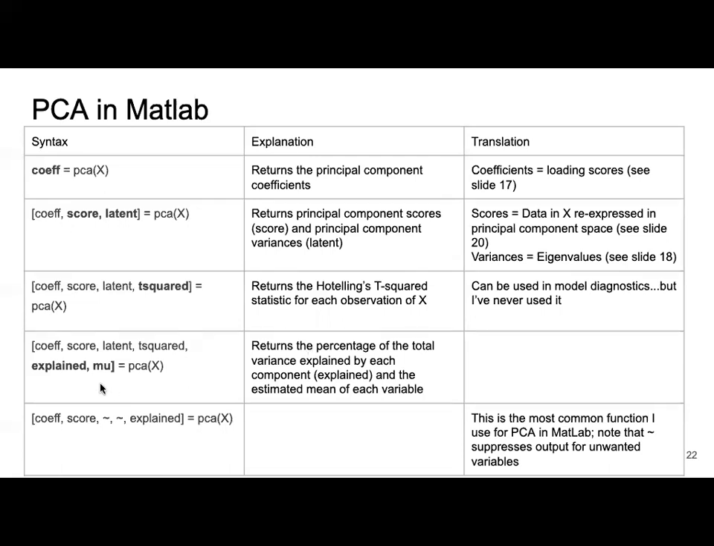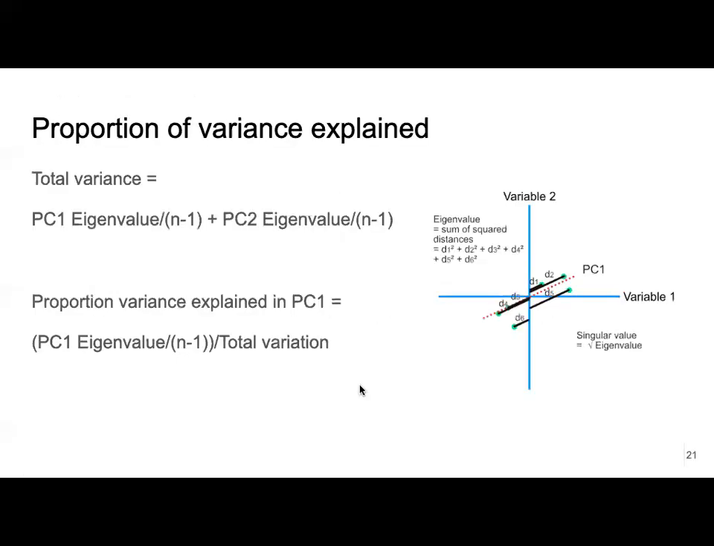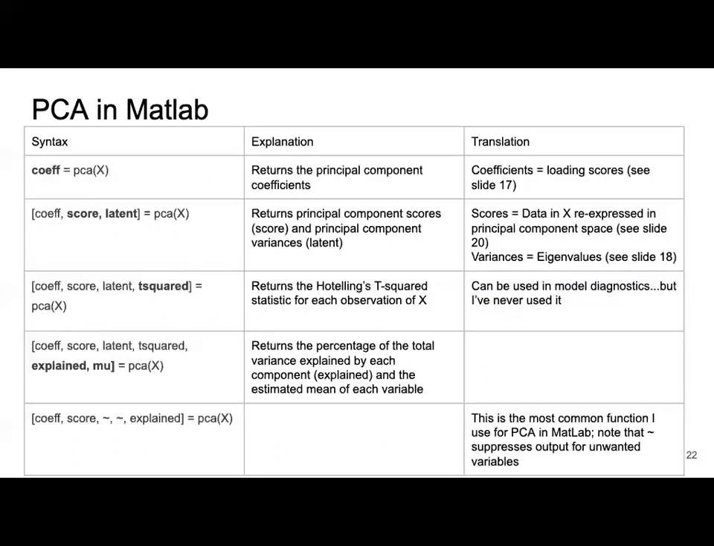There's a couple more options you can get. Explained is the percentage of the total variance explained by each component. So just as we showed here, it outputs that for you, so you don't actually have to do this calculation, which is nice. And then the final thing is the mu value, which is the estimated mean of each variable.